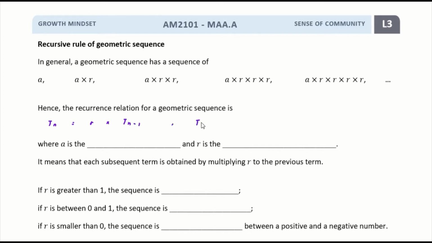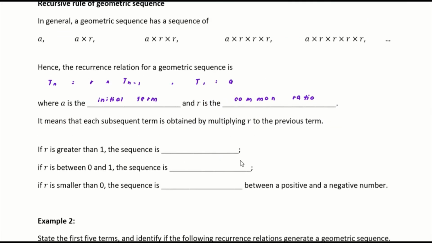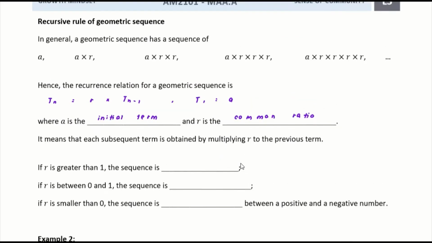And don't forget that you need to write your initial term, which is T1. In this case, A is the initial term, and R is what we find by dividing the current term by the previous term, and R is called the common ratio. I have put it here. It means that each subsequent term is obtained by multiplying the previous term by R. This is what I mentioned using the previous example.